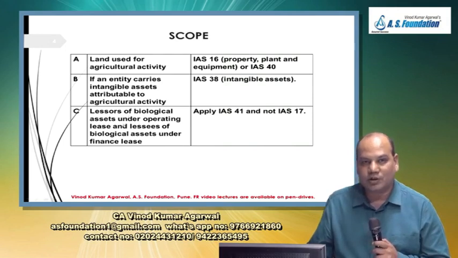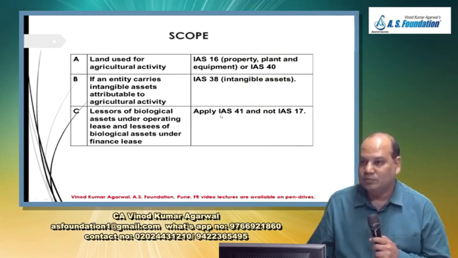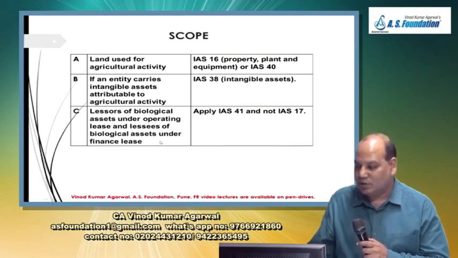What about the leasing activity? Lessors of biological asset under operating lease and lessee of biological asset under finance lease will apply IAS 41 and not IAS 17. Lessor in case of operating lease, because he is the person who does the capitalization of the asset, and lessee under finance lease because he is the person who capitalizes the asset under finance lease. So they will apply IAS 41.